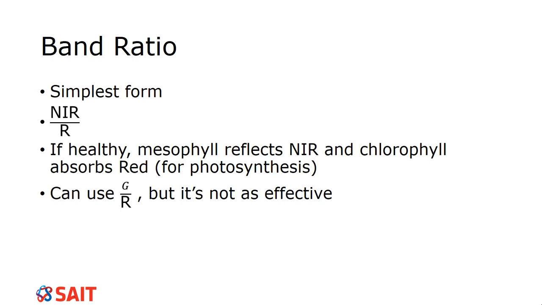You can also use green and red, but it's really not as effective. If you go back to those spectral signatures that we looked at, the green bumps up a little bit for healthy vegetation, then it goes down for the red, and then it goes back up. You can definitely use it, and there's going to be a little bit of a ratio there, but it's really not as effective as the near infrared, because there is just that much more reflection that happens with near infrared.